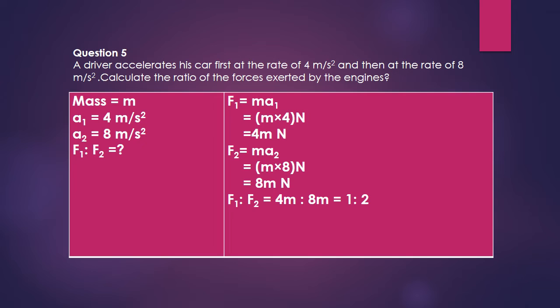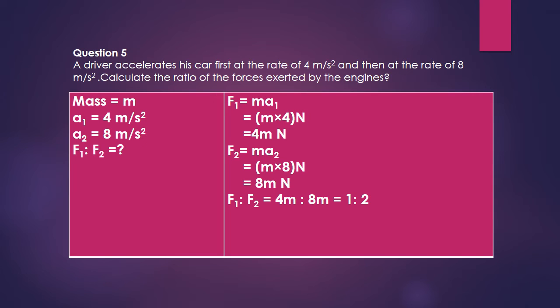So F equals ma, but because there are two scenarios, we call the first one F1. F1 equals ma1. The mass remains the same but the acceleration changes. So putting m into 4, it becomes 4m Newton. Similarly for the second, F2 equals ma2, and the value of a2 was 8. So it becomes m into 8 Newton, that is 8m Newton.